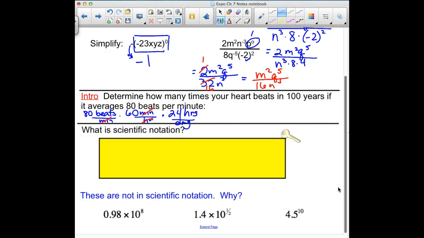So now we've converted it into beats per day. We know that we have 365 days per year. So we've converted now into beats per year. And we want to do this for 100 years. So the question is, how many times will your heart beat in 100 years? Notice that beats is the only unit term that we have left. So grab a calculator, we are going to multiply. We've got an 80, a 60, 24, 365, and 100.